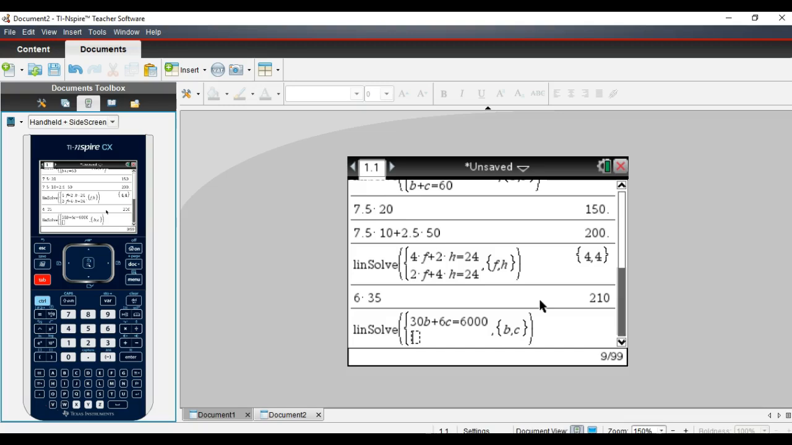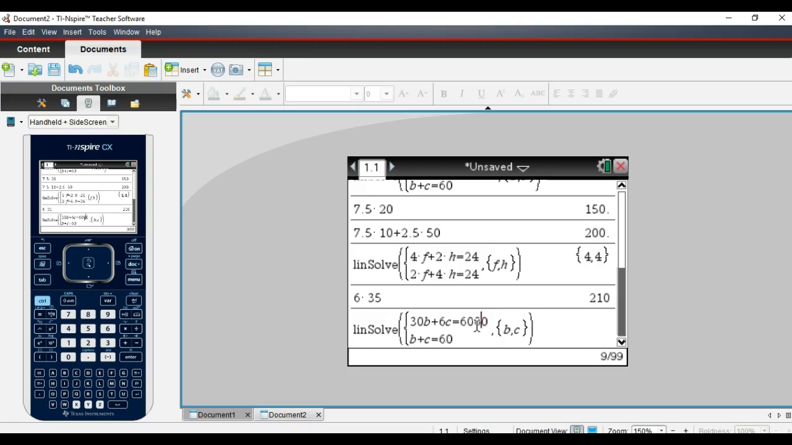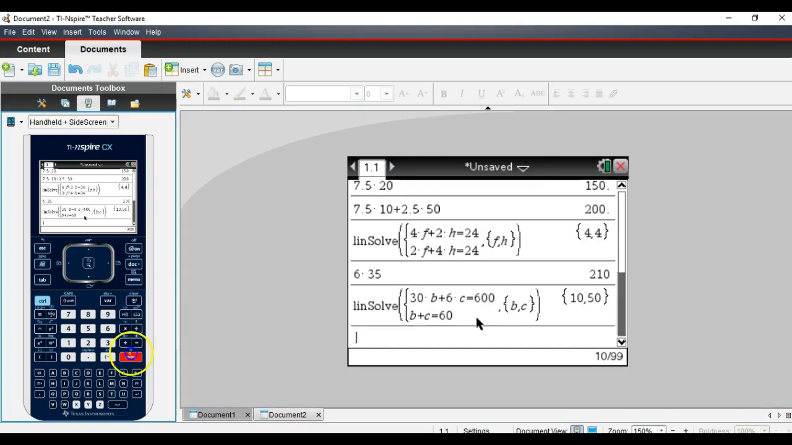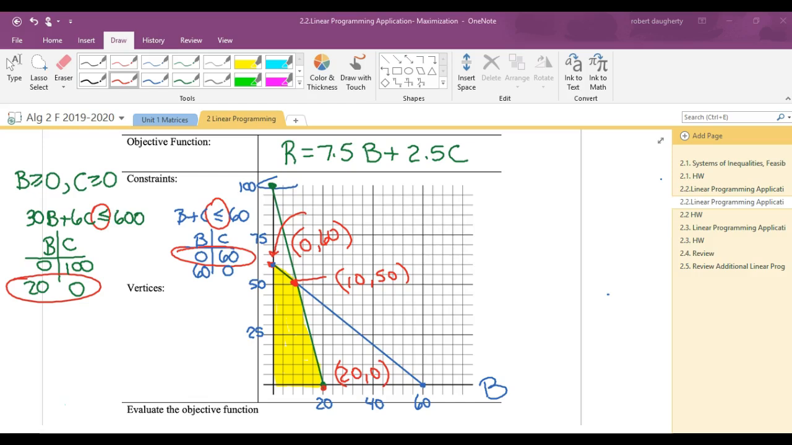And then the next equation was B plus C equal 60. And let's go back and correct that. That should be good. It tells me (10, 50) is the intersection. So B is 10, C is 50. Okay, so my graph was correct, and I've got the 3 points.